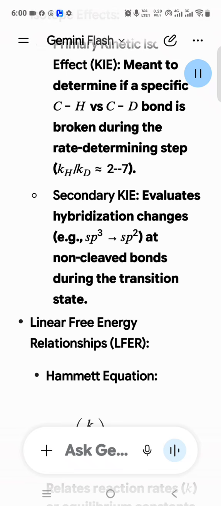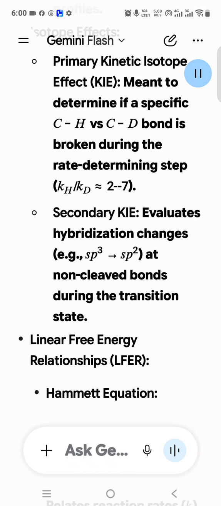Part 2, reaction mechanism and quantitative structure-reactivity relationships. This section focuses on the energetic profiles, intermediate pathways, and quantitative metrics used to determine how organic reactions occur. Thermodynamic versus kinetic control. Thermodynamic control produces the most stable product, lowest free energy, delta G°, favored at higher temperatures and longer reaction times.